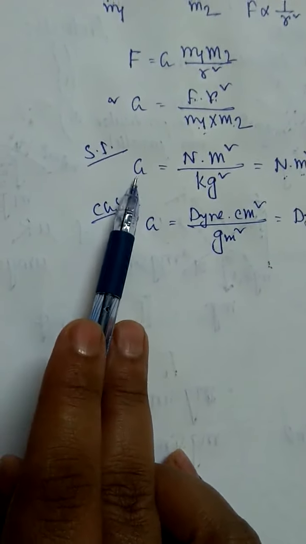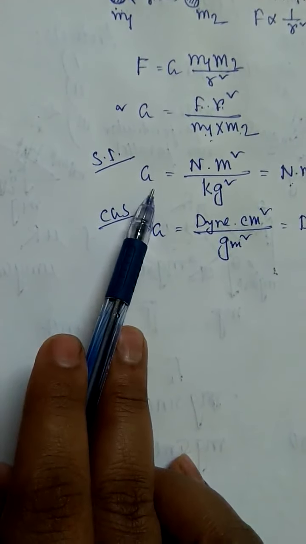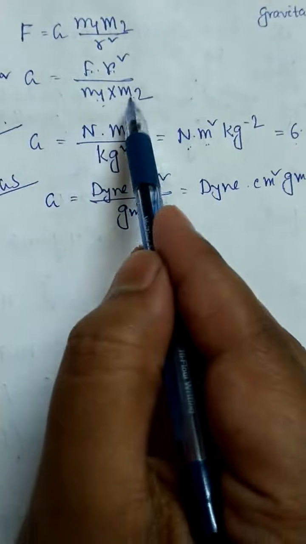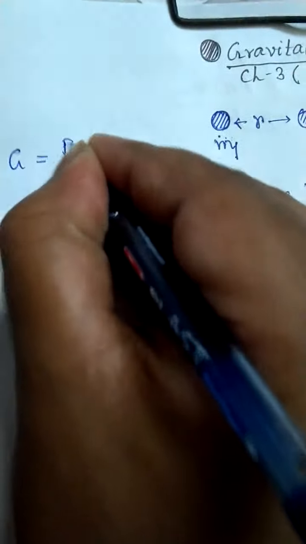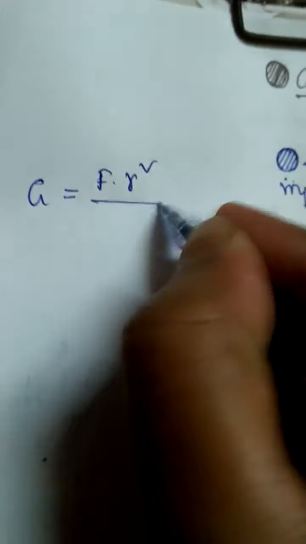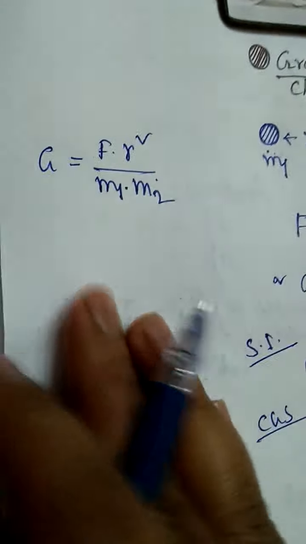Is it okay? Now how do we define this G, this universal gravitational constant? I am telling you how to define it. We have this formula, G equals F into R square by M1 into M2. I am rewriting the formula here: G equals F R square by M1 into M2.